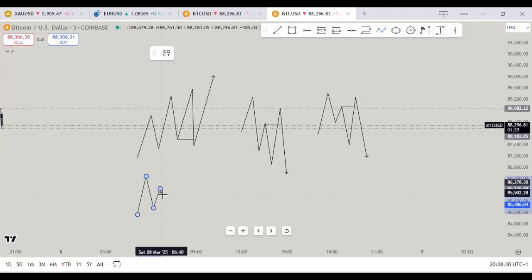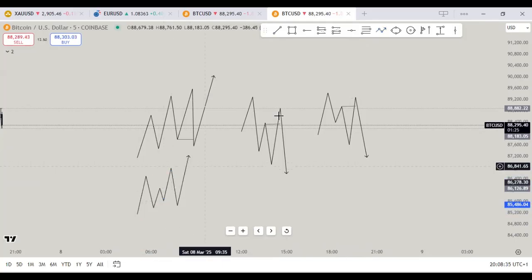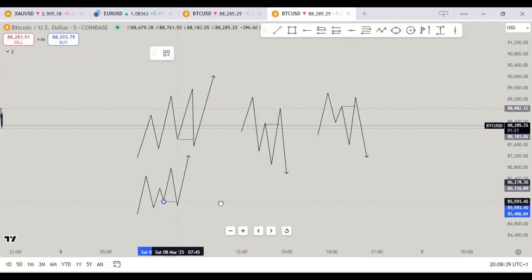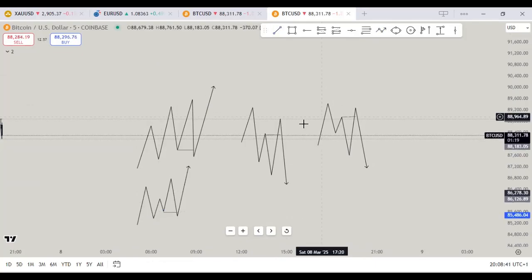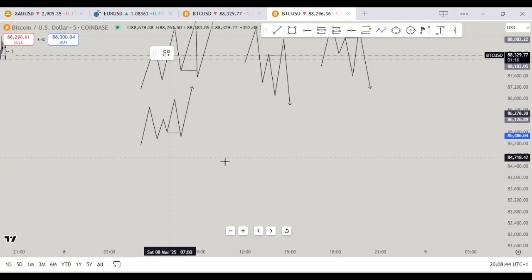So I said there are 4. No, I said there are 5 because I have this one too also, but I don't trade it all the time. I have this one too also. This one.